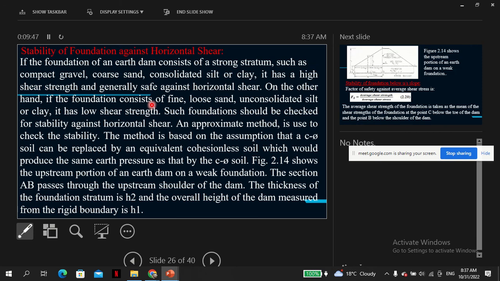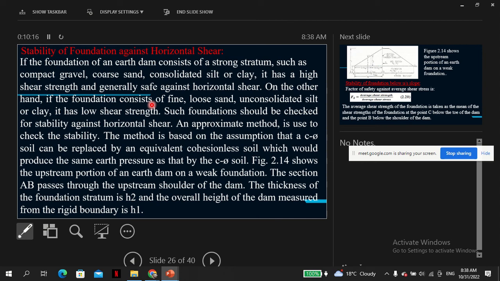Anyway, we proceed. Stability of the foundation against horizontal shear. If the foundation of an earth dam consists of strong stratum, such as compact gravel, coarse sand, consolidated silt, or clay, it has high shear strength and is generally safe against horizontal shear. On the other hand, if the foundation consists of fine loose sand and consolidated silt or clay, it has low shear strength. Such foundation should be checked for stability against horizontal shear.